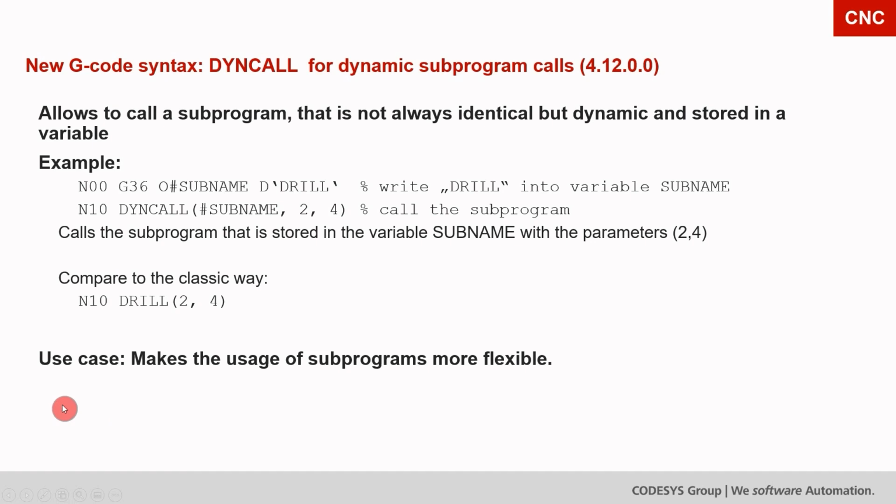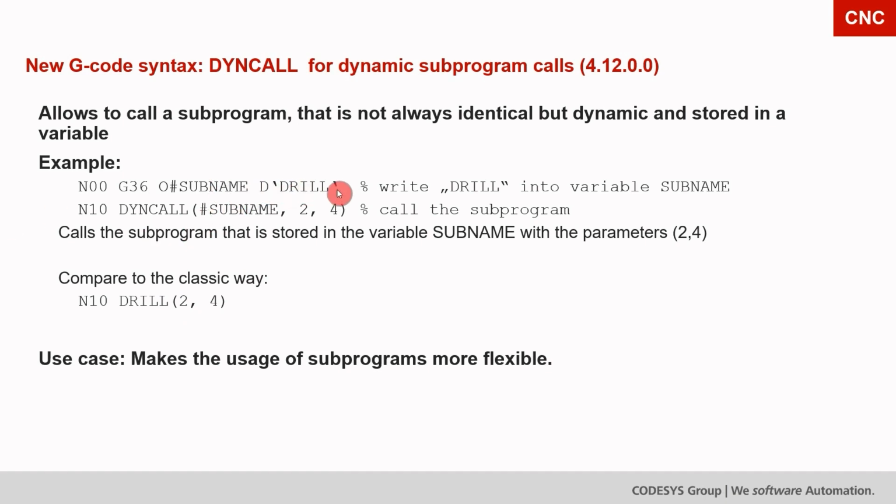Another new feature in the CNC is the dynamic calling of subroutines using the syntax dyn-call. Previously, we also supported subroutines that were called directly, as you see it here in the example, where we call the subroutine drill with 2 parameters. And what is new now is that you can call the program even if the subroutine name is not known in advance, but is like here contained in a variable at execution time.